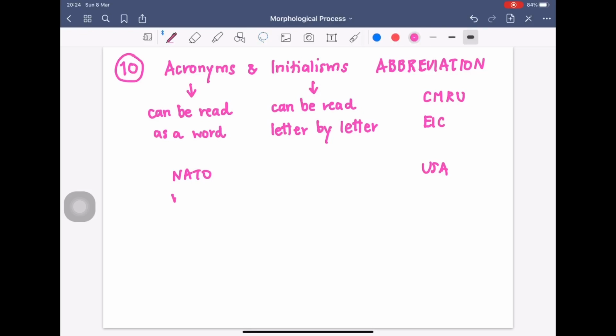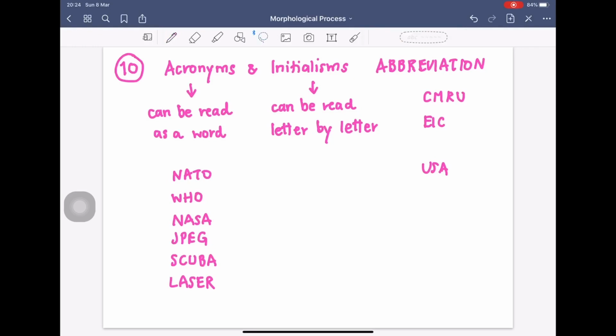Others can be WHO, right? NASA, or like JPEG, scuba, or even the word laser. Wow, like amplifying something is from a very, very long word.